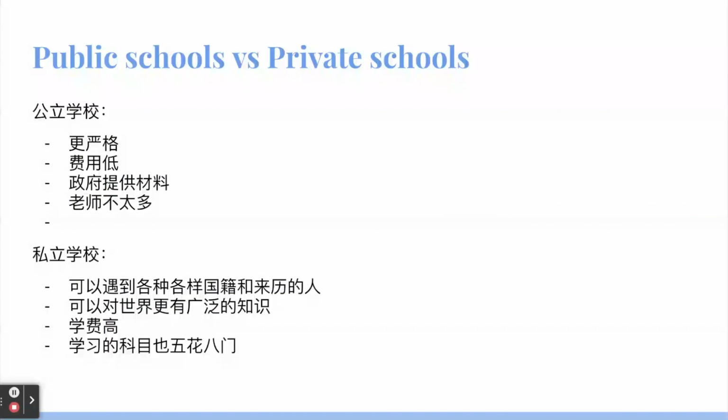These are the advantages and disadvantages of public and private schools. So first of all, 公立学校, which is public schools, they tend to be 更严格, which means they tend to be more strict. And 费用低, which means their school expenses are mostly not very high. And the third point is that 政府提供材料, which means the government provides materials for students to learn. The fourth point is 老师不太多. This means there are not many teachers in schools, so it is a disadvantage of public schools.